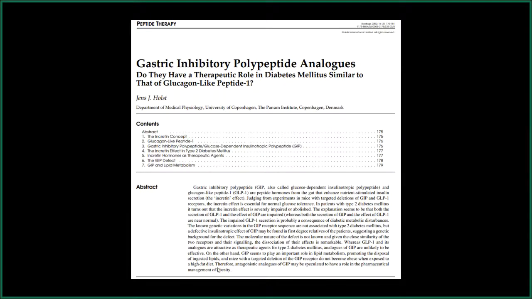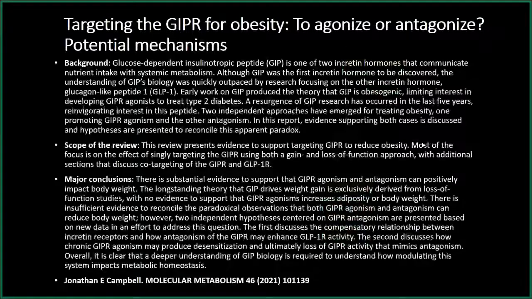So antagonistic analogs of GIP may be speculated to have a role in the pharmaceutical management of obesity. Which is exactly the opposite of what we would say now. So there was a lot of confusion about what exactly GIP was doing. This was a nice review, and very recent, but it talked about how this conflict is there.